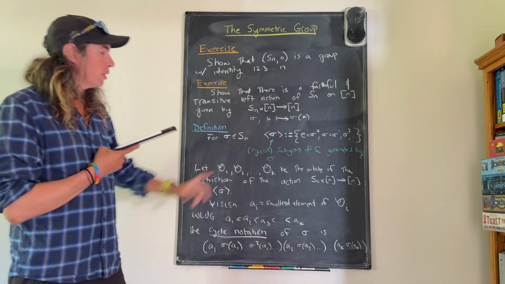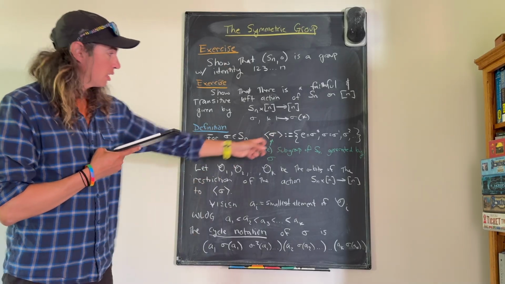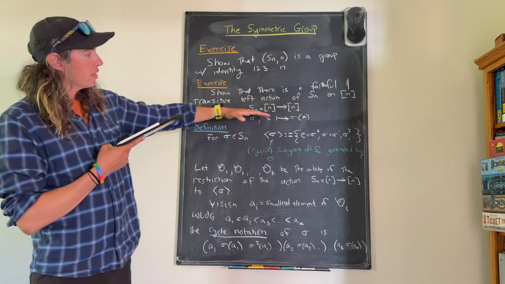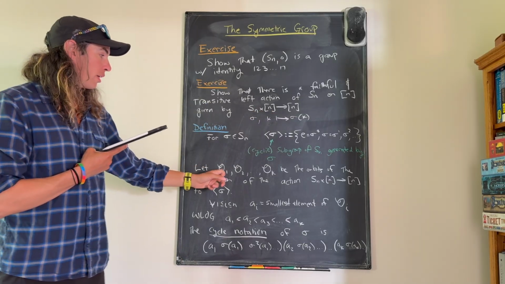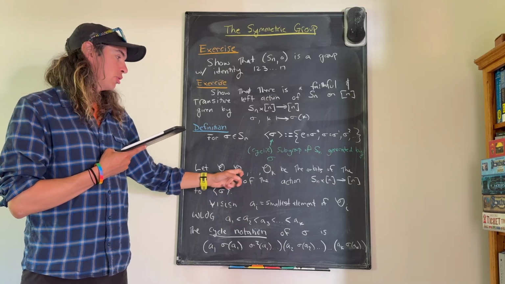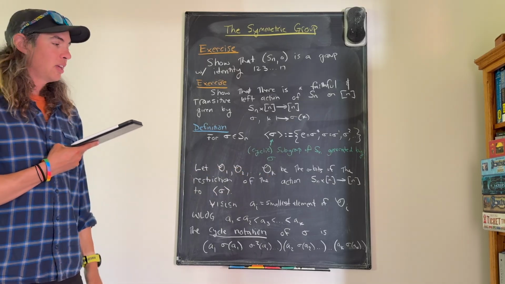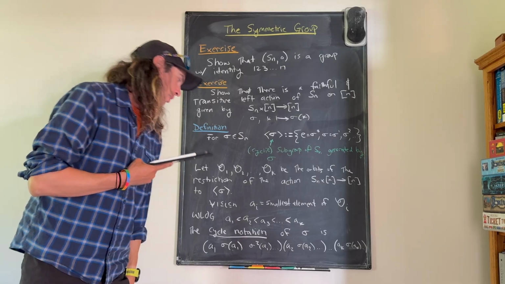And so what we're going to do is take this subgroup, a subgroup of Sn, and restrict the action to this subgroup, and let O sub 1, O sub 2, up to O sub k be the orbits of that restricted action.